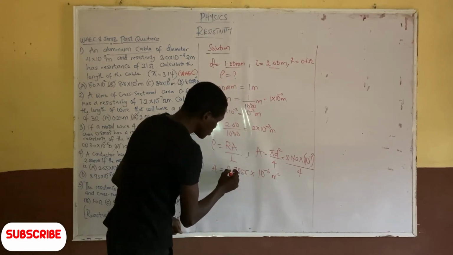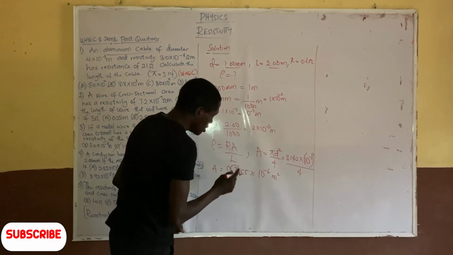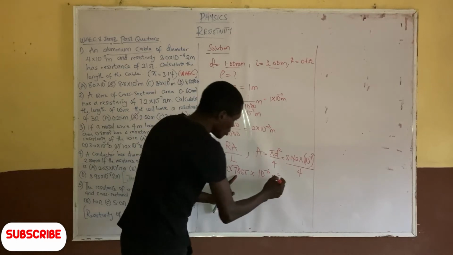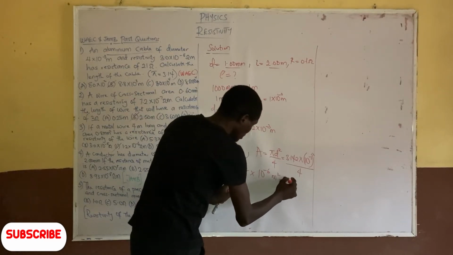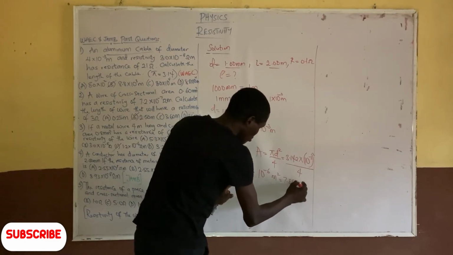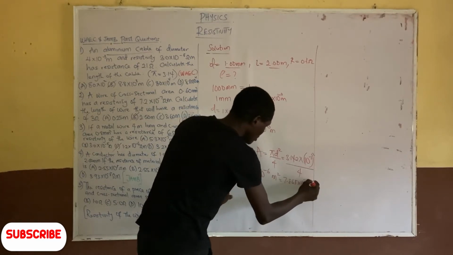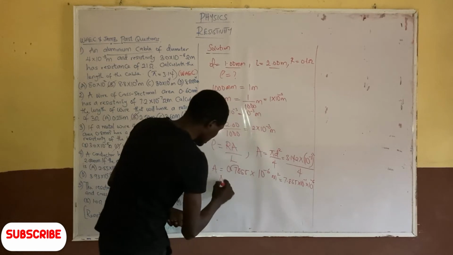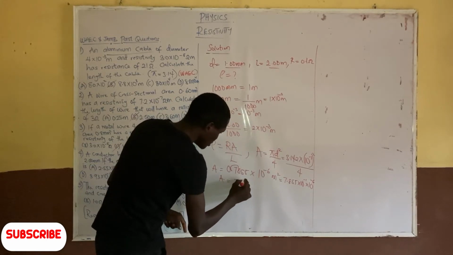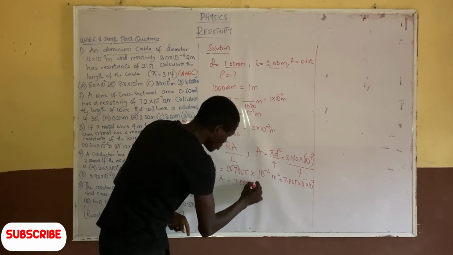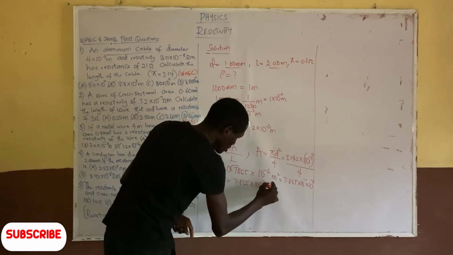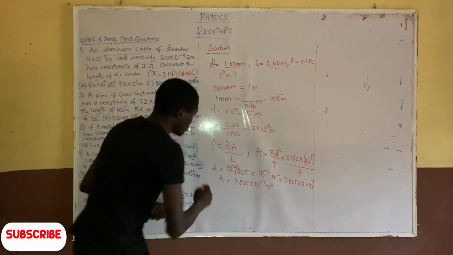If we take this to the standard form and move the decimal to the right, it becomes minus 1. So it will be the same as 7.855 times 10 raised to the power minus 1 times 10 raised to the power minus 6. So our area here is 7.855 times 10 raised to the power minus 7 meter squared.